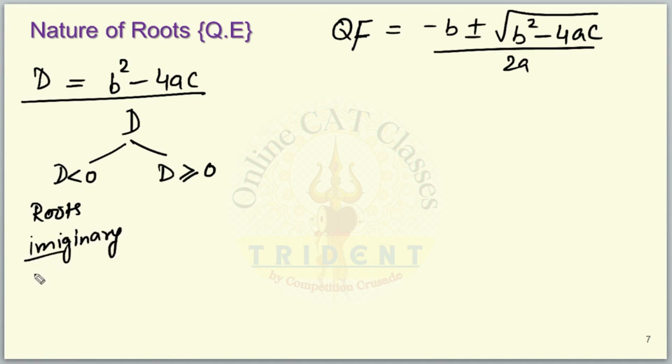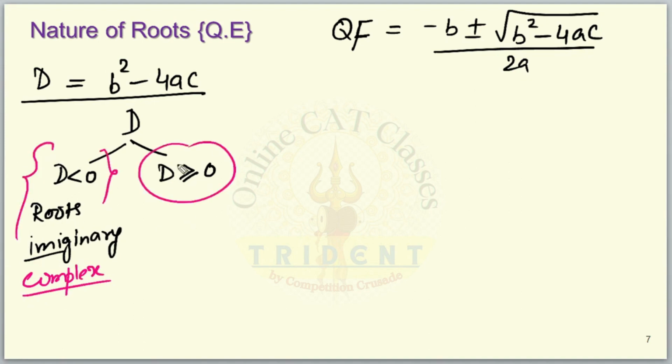What does this mean? Basically, we will now go into the territory of complex numbers, which is not something CAT will ever throw at you. So this is something that you will never find. We will always be looking at D greater than or equal to 0.